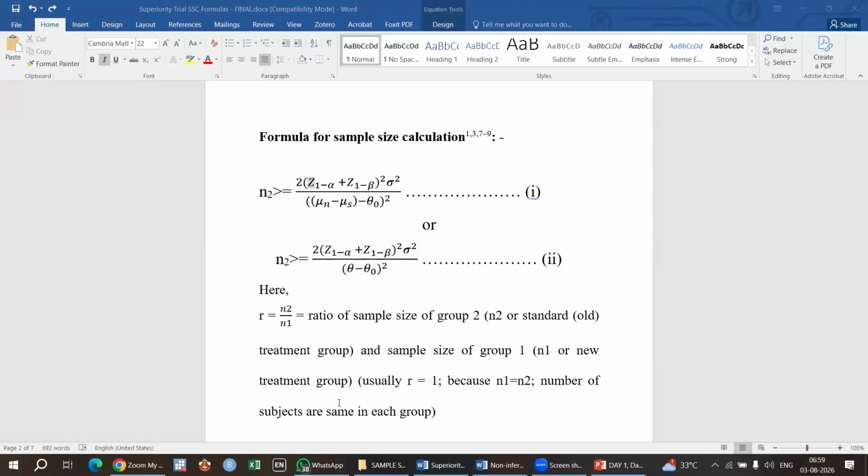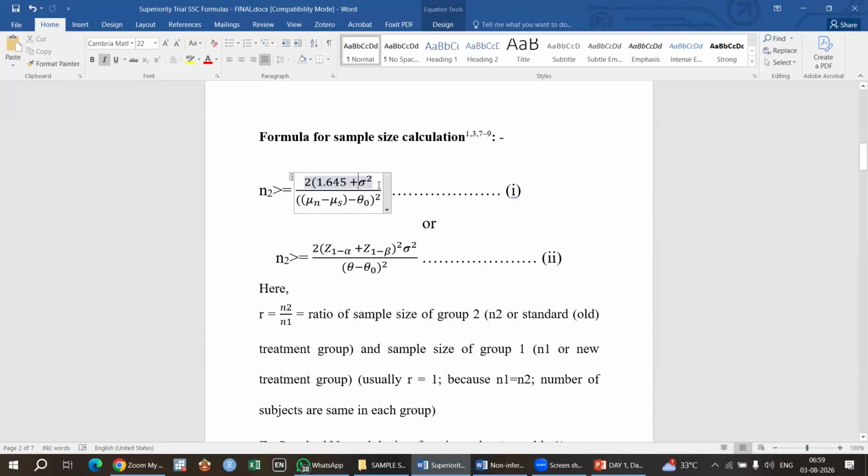Please tell me the value of Z1 minus beta at 80% power of study. 0.842. Very good. Okay, so what do I have to do? I'm filling this in: 1.645 for Z1 minus alpha, and 0.842 for Z1 minus beta.